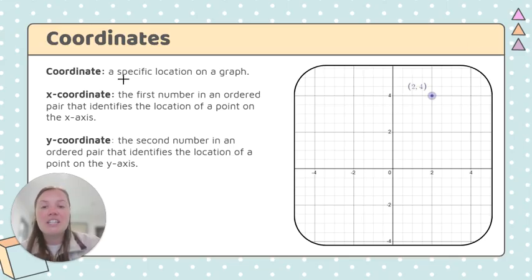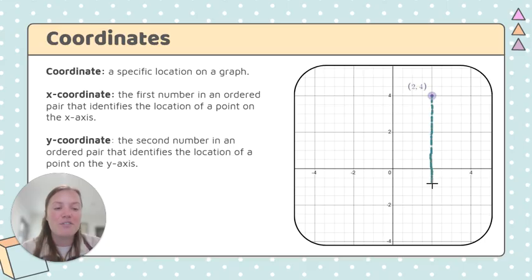Here, remember, coordinates are a specific location on a graph, one specific point. So in this case, for this point, we have the location 2, 4. The first number in our coordinate is the x-coordinate. It identifies where the point would cross the x-axis if we draw a line to the x-axis. Sometimes we're really lucky and it's sitting on the x-axis, but a lot of times we just have to draw a line either going up or down from that point to identify where we're sitting on that x-axis and identifying the x-coordinate.